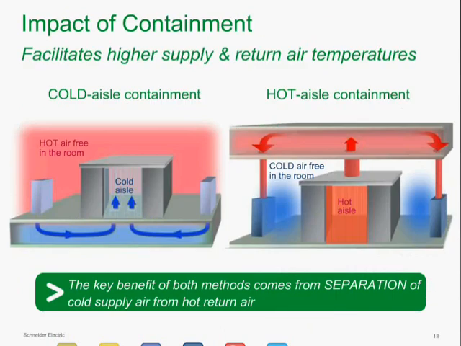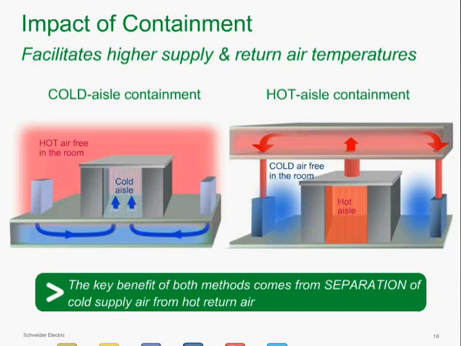We talk about containment. What we're really fundamentally talking about is the use of any type of physical system that will separate the cold air, the supply air in the cold aisle, and the return or hot air in the hot aisle. So in this case, you can see examples of cold aisle and hot aisle containment.